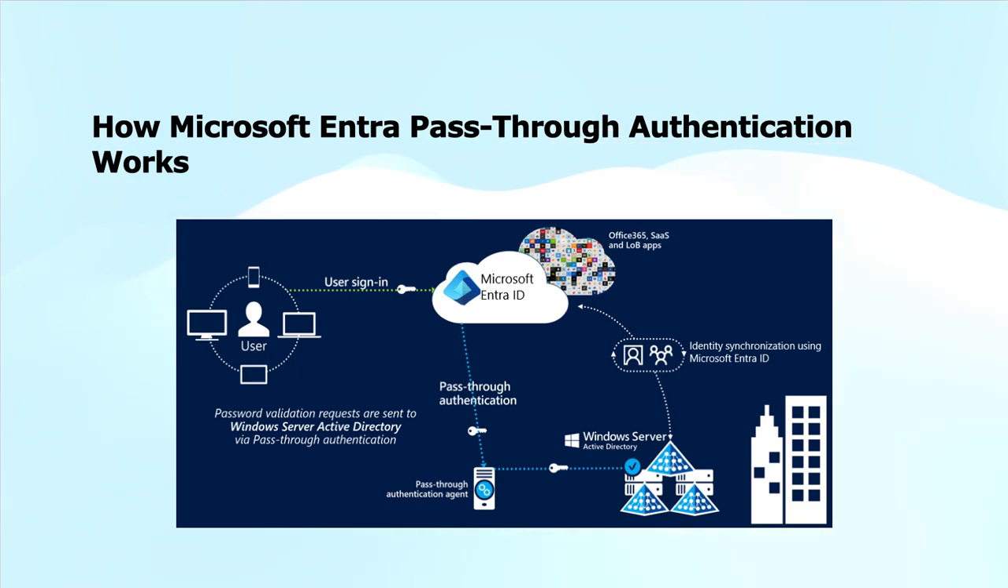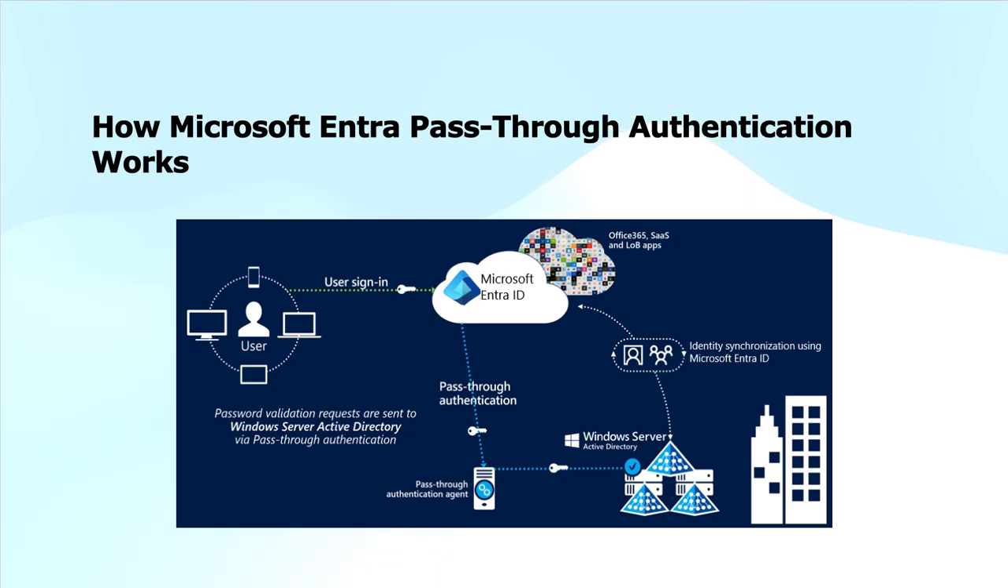The pass-through authentication agents are deployed more than one. We deploy multiple instances to have the high availability, and it is active configuration. So multiple pass-through authentication agents can be active at the same time for scalability and the high availability, so that in case one agent is down, other agents can be used by the Entra ID to validate the password of the users. This is how the pass-through authentication works.